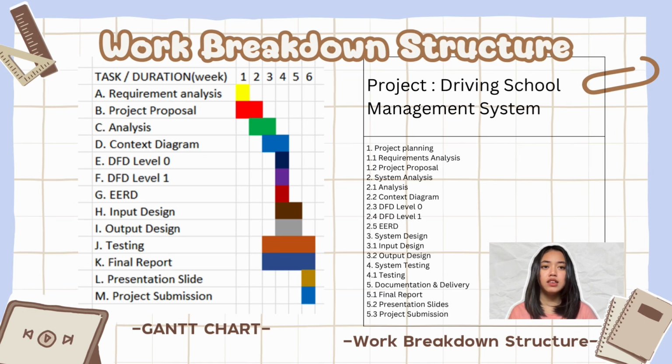On the right side, you can see our project structure. It has 5 phases: planning, system analysis, system design, system testing, and documentation and delivery. This helps us stay organized until the project finishes.